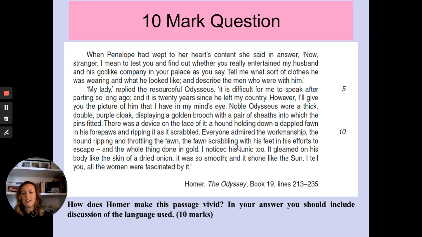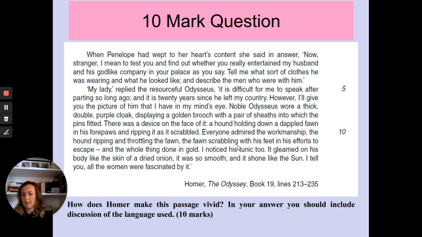So the skin of a dried onion, it's not enough to say an onion is just a relatable item for people in the ancient world, because Homer could have chosen any relatable item at this moment, but he didn't. He chose the skin of a dried onion. So we have to stop and think, well, what is that like? Well, onion skin is delicate and fine and transparent. And what that shows is that Odysseus' cloak is fine and delicate. It's been woven with great skill.